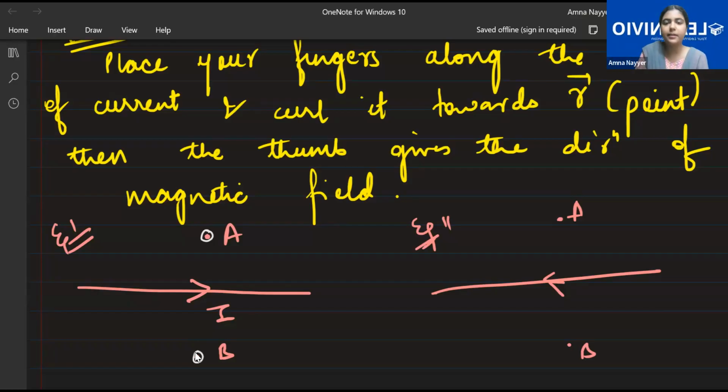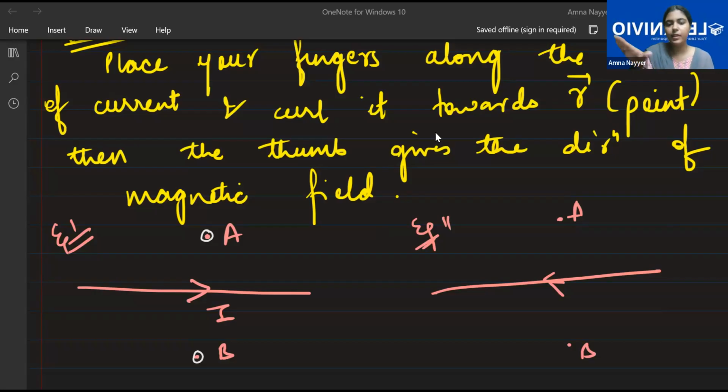Just in right. See, class, this time, Jobita and Shaima, see, now the current is towards the right. So we are going to put our hand pointing towards the right. Yes. Correct. Very good, Shaima. Right. This is correct. Hand towards the right. Now point is above. So this position is correct. If I curl it towards the point, thumb is pointing outwards.